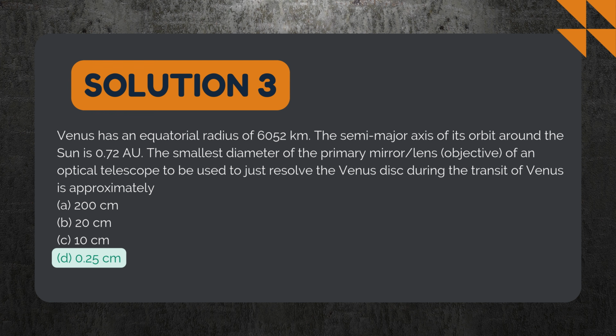That means even a tiny telescope, a few millimeters across, has enough resolving power to see Venus's disk during transit. The planet appears large enough on the sky during transit that diffraction is not the limiting factor for modest amateur instruments.